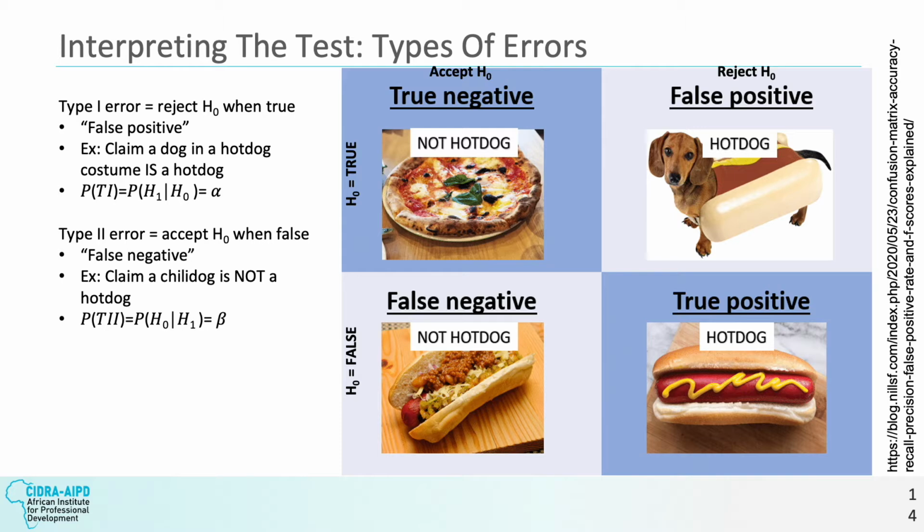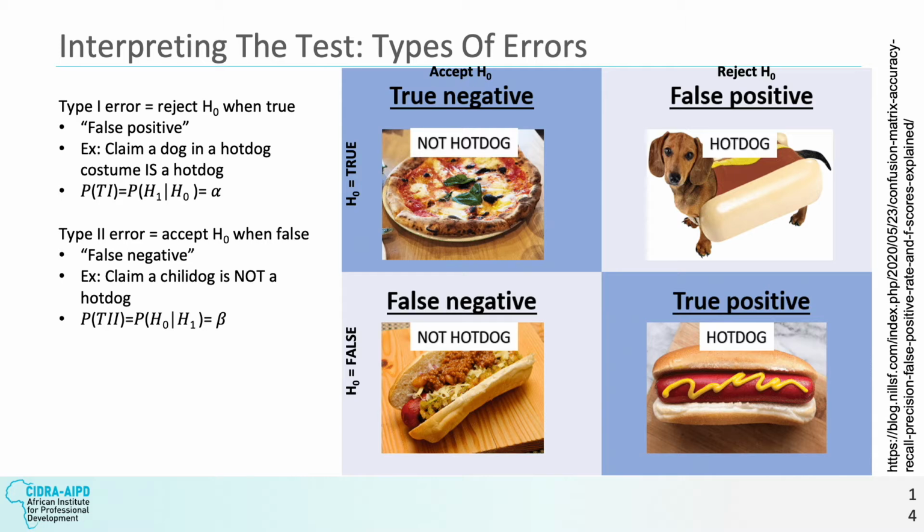However, if we look at the picture of the dog in the hot dog costume and reject the null, thereby concluding that the dog is a hot dog, we would be incorrect. This false positive is a type 1 error. The probability of making a type 1 error is equal to the probability of accepting the alternative hypothesis instead of the correct null hypothesis, and is given by alpha.